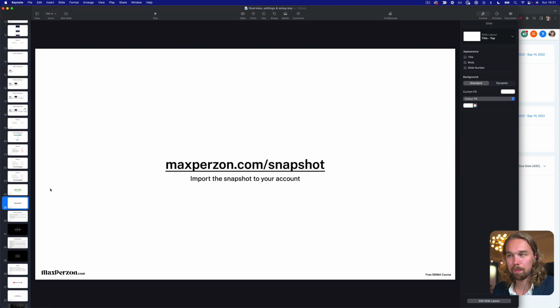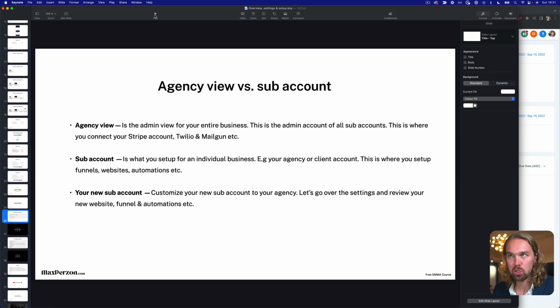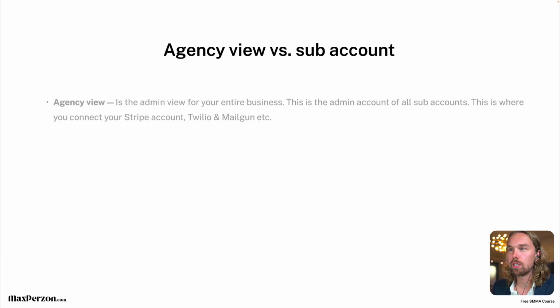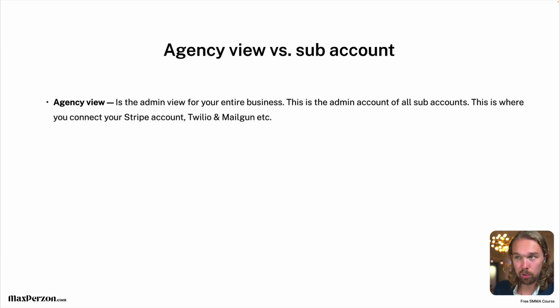But now, basically, let's go back to the presentation. So we're soon done with today's video. So agency view versus sub account. So the agency view, if you remember, is the admin view for your entire business. This is the admin account of all sub accounts. This is where you connect your Stripe account, Twilio, and Mailgun, right?